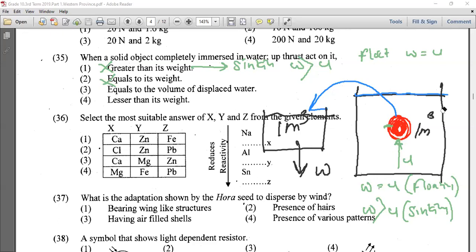Upthrust is equal to the weight of the displaced water. Yeah, that's true. When you immerse an object, the volume of water equal to the volume of the object would be spilled, displaced. If you find the weight of the displaced amount of water, that would be the upthrust created on the object from the liquid. So this is correct. Option 3 is correct.